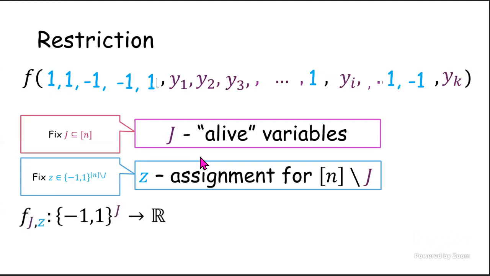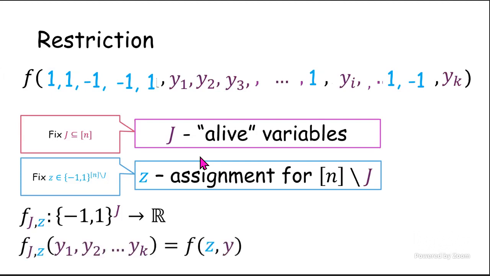And then we get a new function that depends on J and Z that we choose. It takes values on the subcube {-1,1}^J to R. This just means values for the variables in the set J. What is the value of this function for any assignment y1 to yk? It will take exactly the value of f at the same point. We just look at the subcube and get the same values.